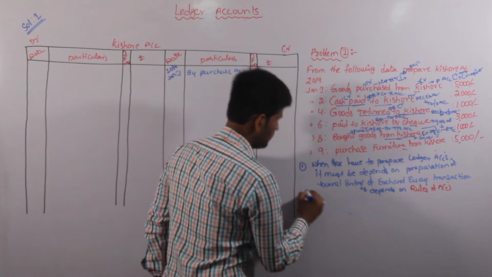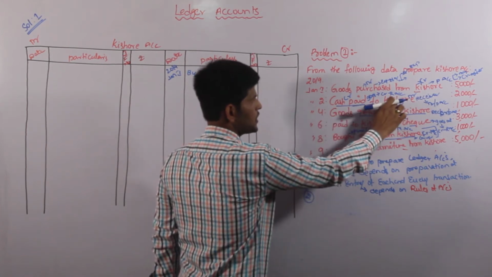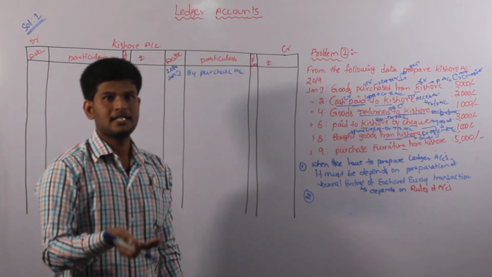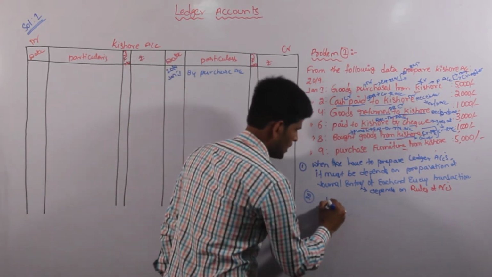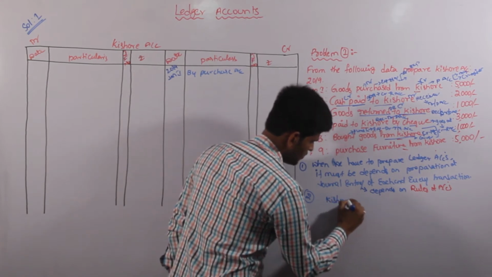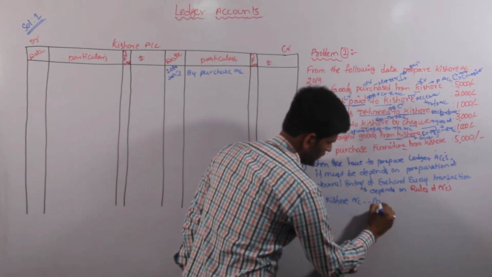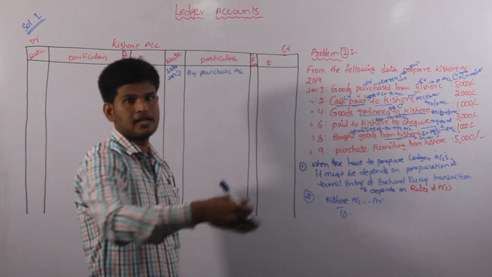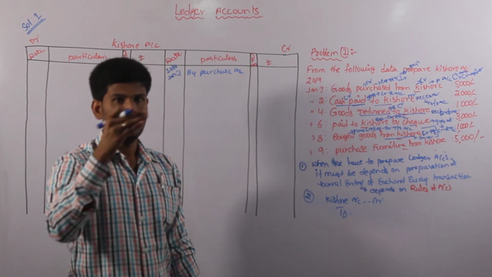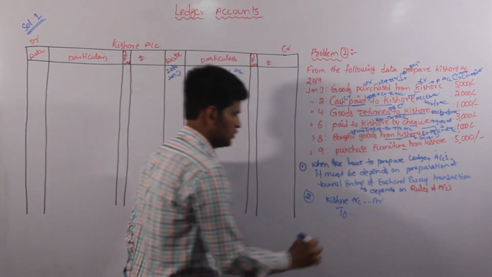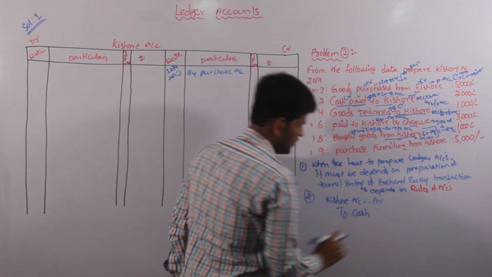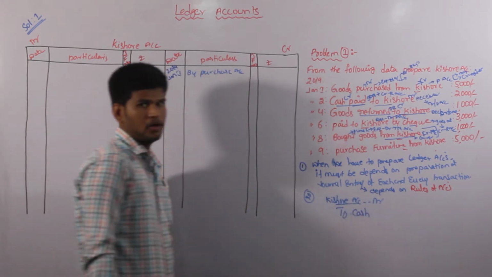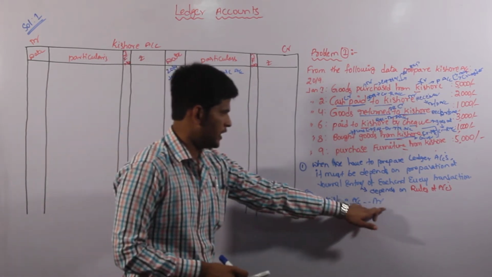And come to the second one. Cash paid to Kishore. To Kishore is nothing but Kishore is the receiver. According to personal account, the receiver is on the debit side. So I am debiting the Kishore account, debit to. We are paying cash. Cash goes out. What goes out is in real account, and that will be on the credit side. To cash I am writing. So here we have Kishore account debit to cash account. Once again I am repeating, Kishore account debit to cash.